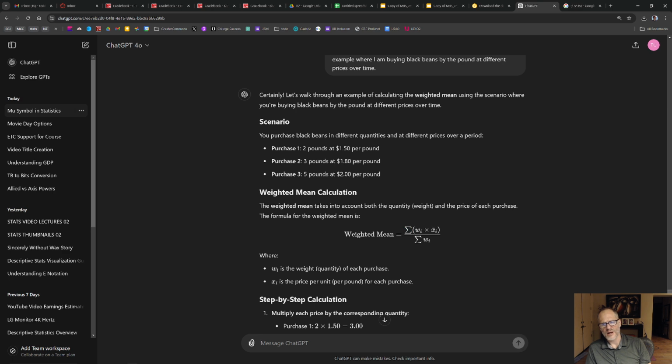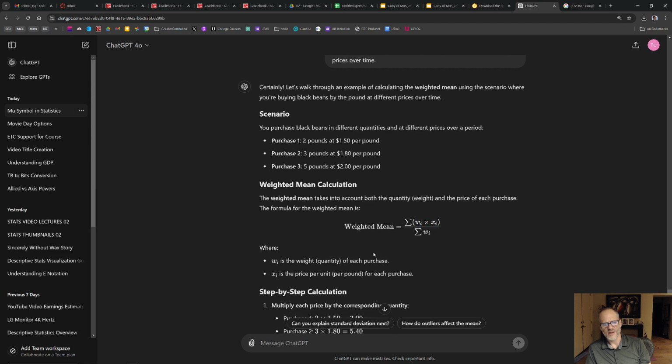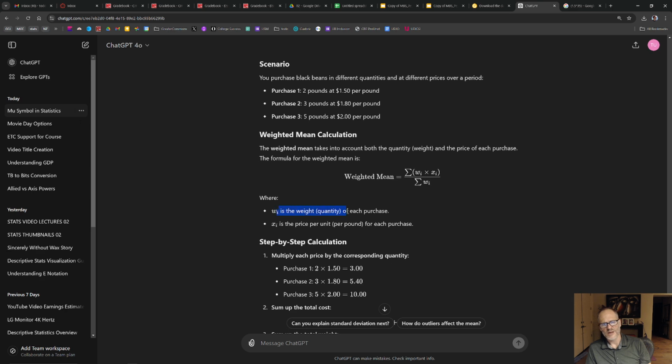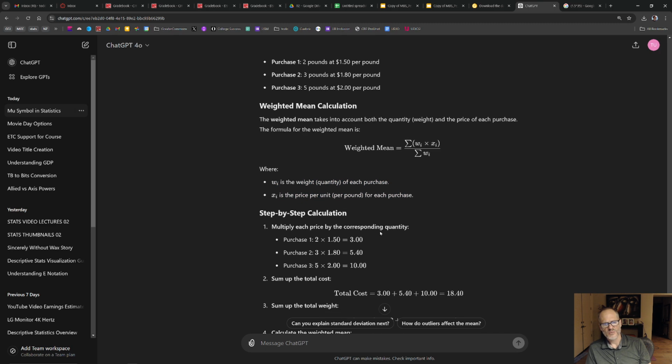You're going to sum up all of the data points multiplied by their weight, and then you're going to divide by the summation of all the weights. So WI is the weight, the quantity of each purchase, and XI is the price per unit, per pound, for each purchase. So purchase one here was 2 pounds at $1.50. XI is the price per unit, and WI is the weight, the quantity of each purchase. That's interesting, it kind of got a little mixed up.